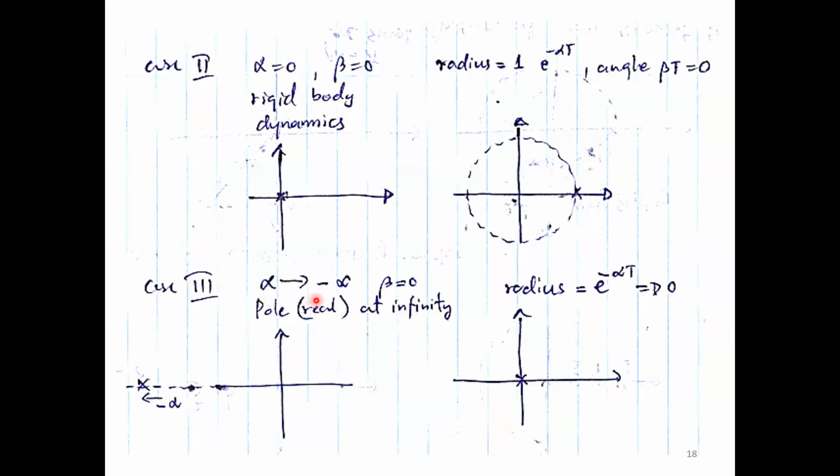Case 3, alpha goes to minus infinity, way too far down in the negative direction. The system is very fast, but it doesn't have enough magnitude. In that case, what will happen to the radius? Alpha is very big, then e to the alpha is very small, e to the negative alpha. So it is back in the origin.